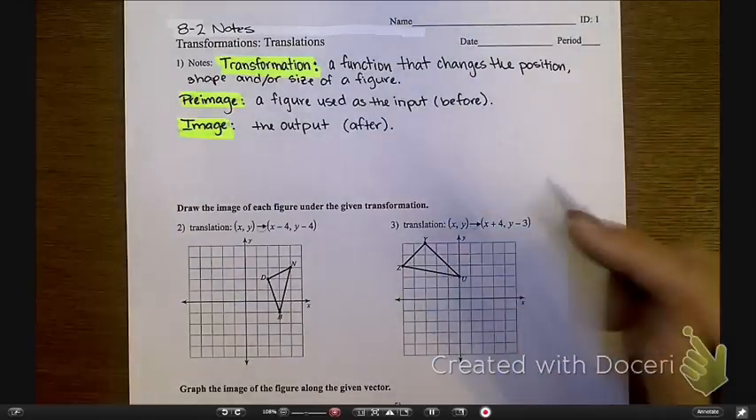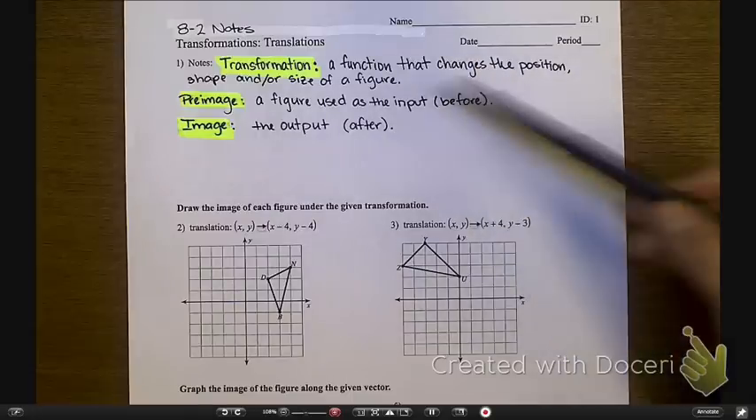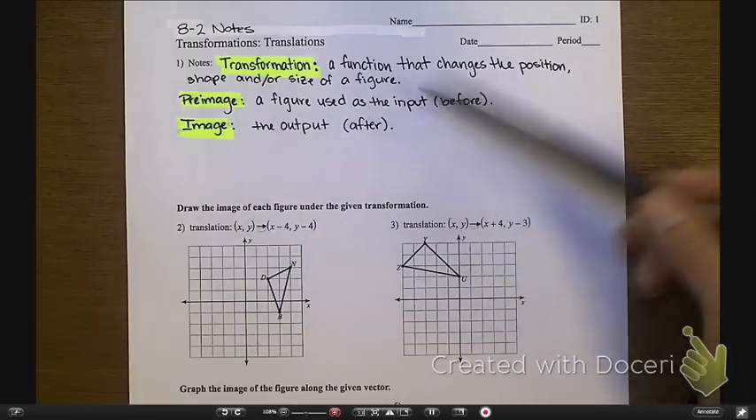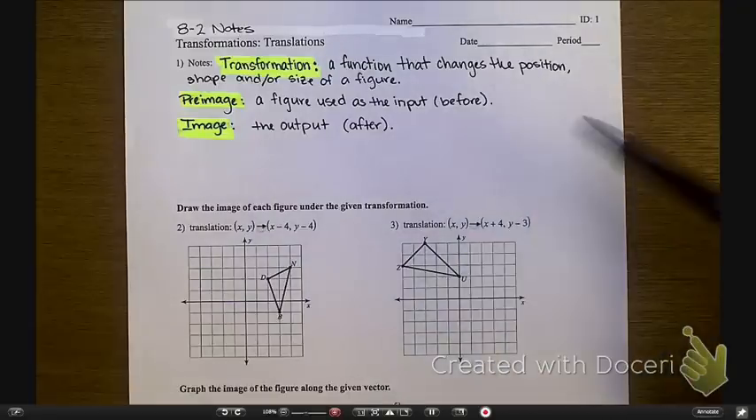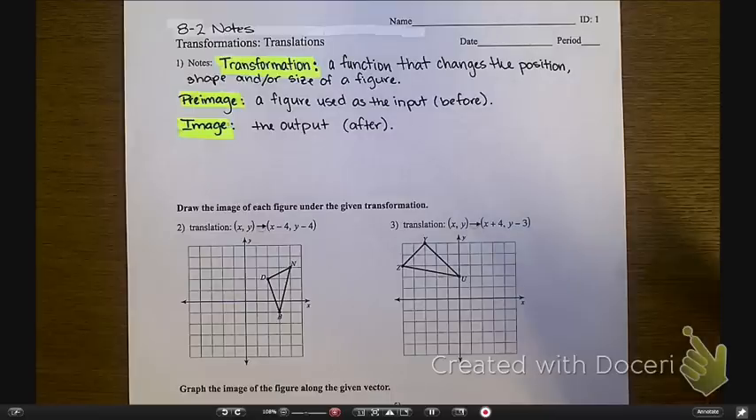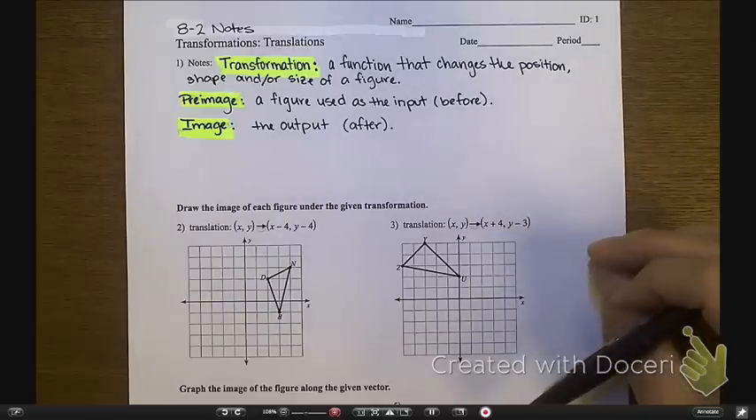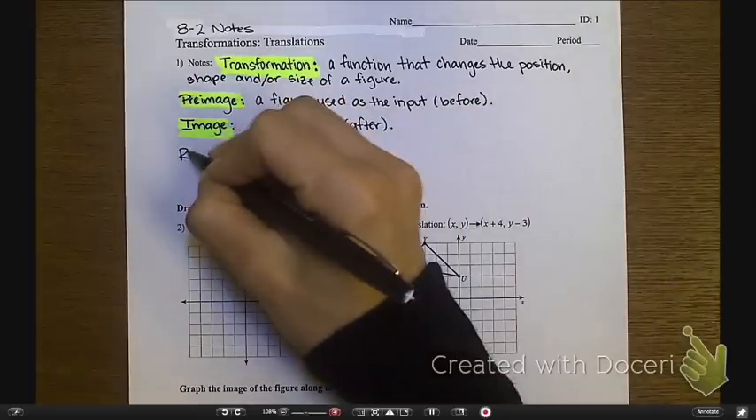Okay, now when we're doing transformations, sometimes the image stays the same size as the pre-image, sometimes it changes. Sometimes the positioning of the shape or the figure will change. A lot of the time the image has some differences from the pre-image because either the size, the shape, or the position of the pre-image has changed. All right, our next definition is rigid motion.